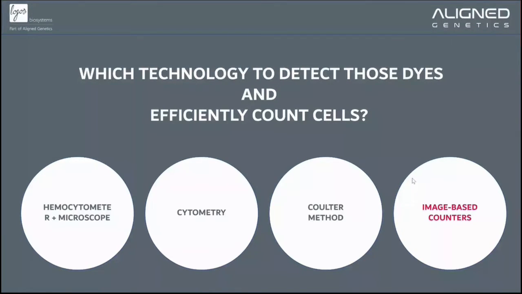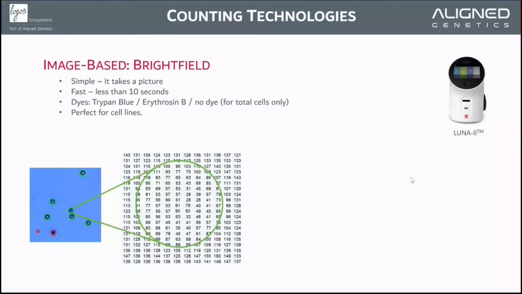So the first technology for image-based cell counting will be the most simple one, the most direct one. It's based on Brightfield. It takes one picture and this is really fast. It takes about a few seconds. Your image then is expressed in numbers, pixels, in the digital image processing world.